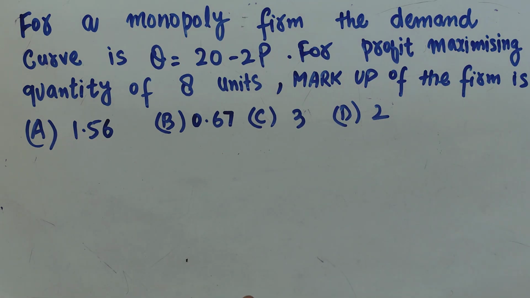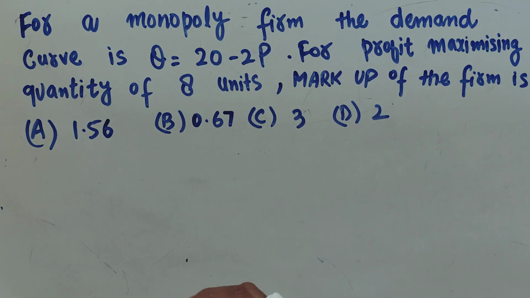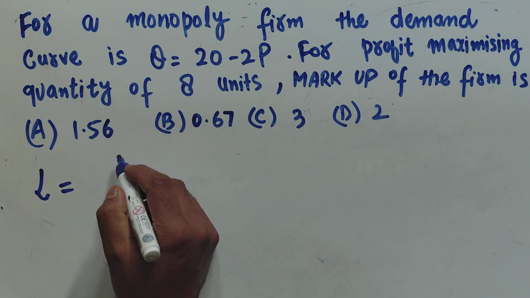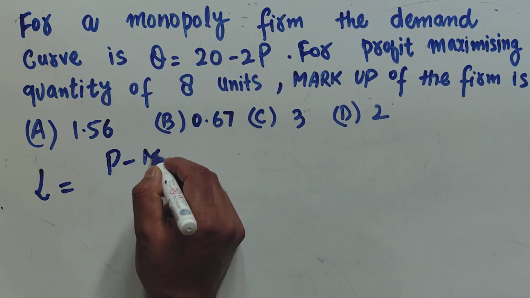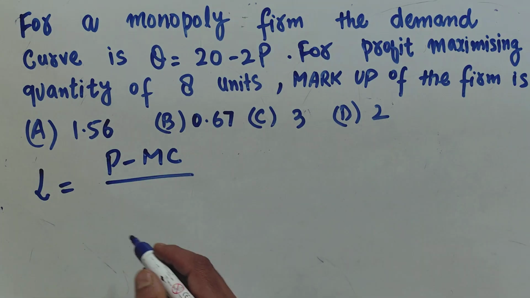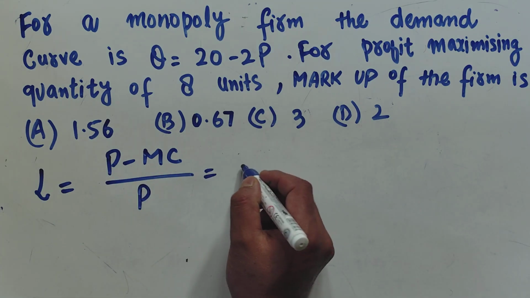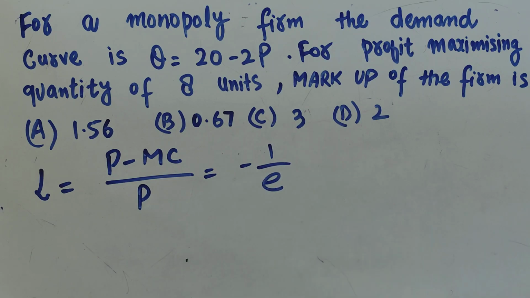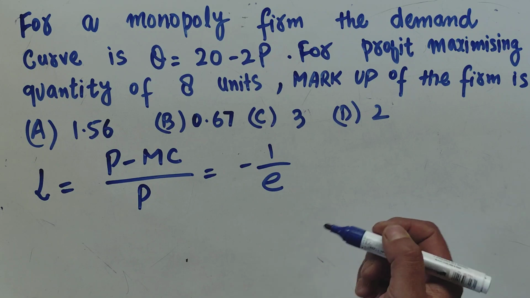Okay, so markup for monopoly is calculated by using the Lerner's index, which shows us the relationship between price and marginal cost. So markup is equal to price minus marginal cost upon price, which is equal to negative of the inverse of elasticity of demand. Okay, so this also measures the degree of monopoly.